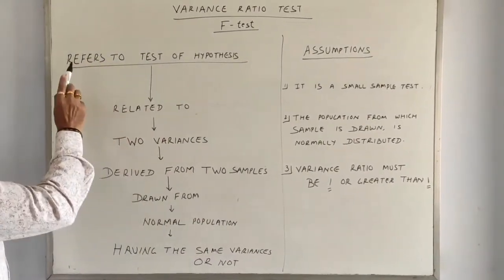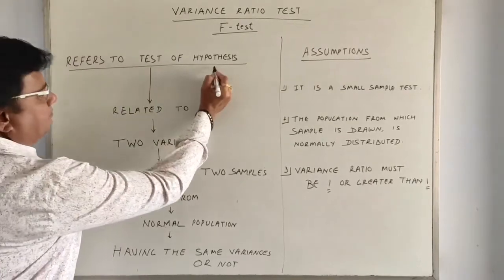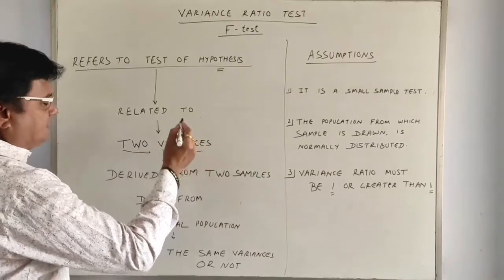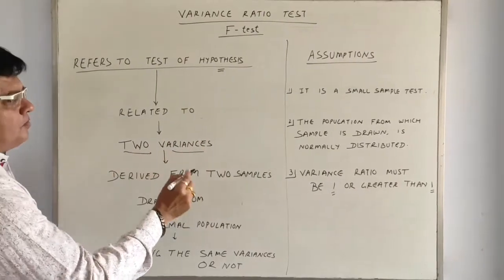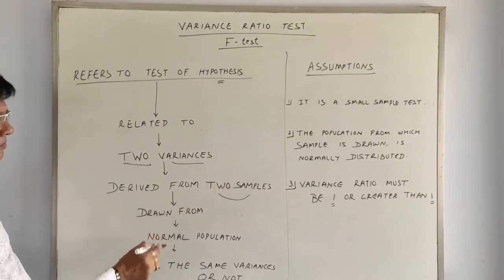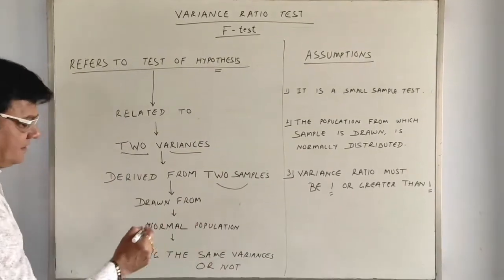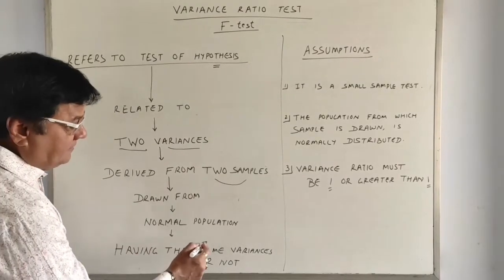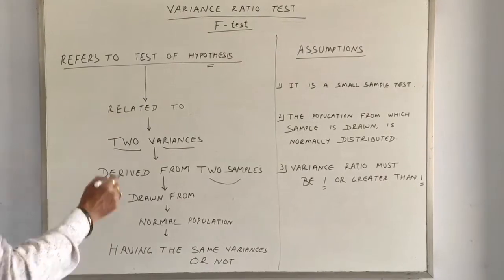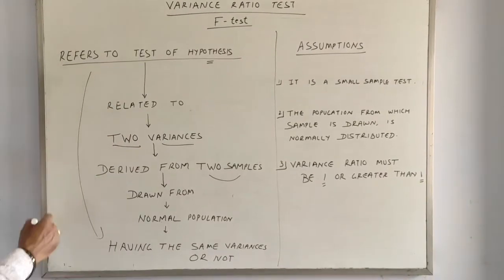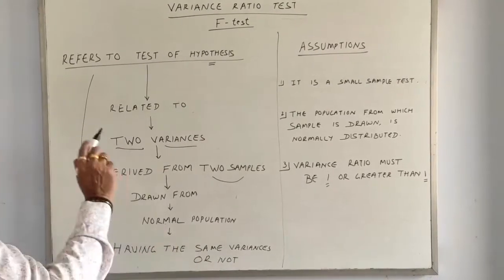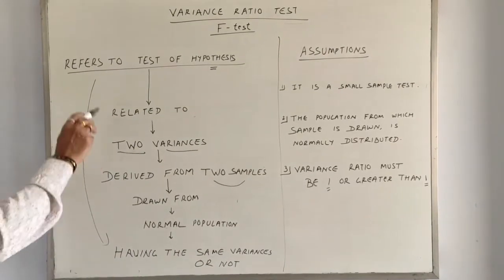The F test refers to the test of hypothesis which is related to two variances, and these variances are derived from two samples, and these samples are drawn from normal populations having the same variance or not. What we study is whether this hypothesis is true or not, whether the samples have the same variance ratio or not. That is what we study.